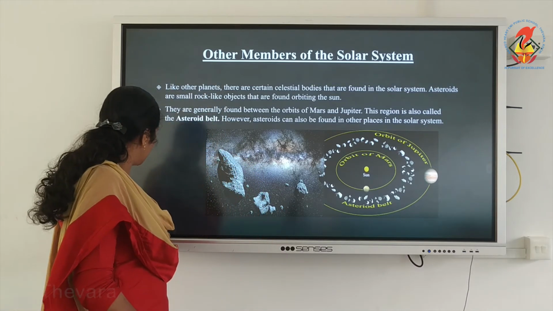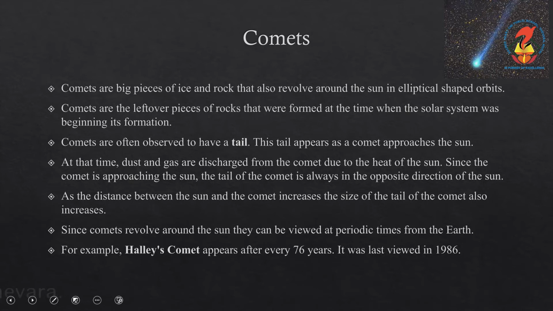The next celestial object is comets. Comets are big pieces of ice or rock that also revolve around the sun in an elliptical orbit. Comets are the leftover pieces of rock that were formed at the time when the solar system was beginning its formation. Comets are often observed to have a tail. This tail appears as a comet approaches the sun.